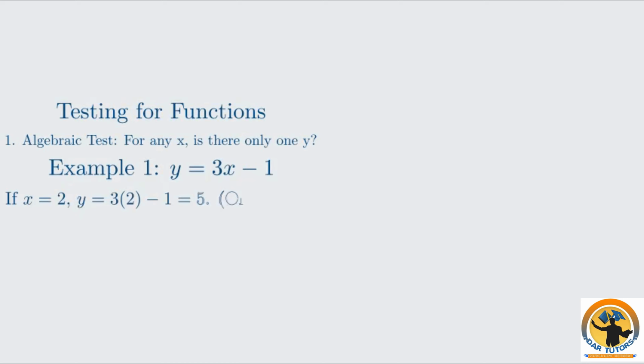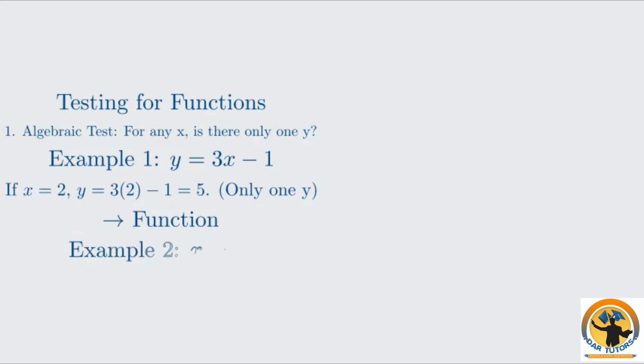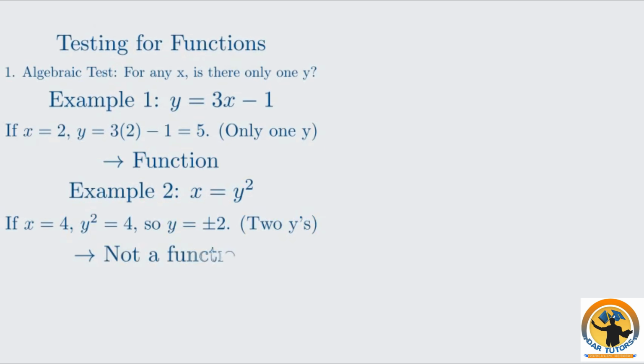Let's apply this. For y equals 3x minus 1, if x is 2, y is 5. There's no other possibility, so it's a function. But for x equals y squared, if x is 4, y can be 2 or -2. Since there are 2 outputs for one input, it's not a function.